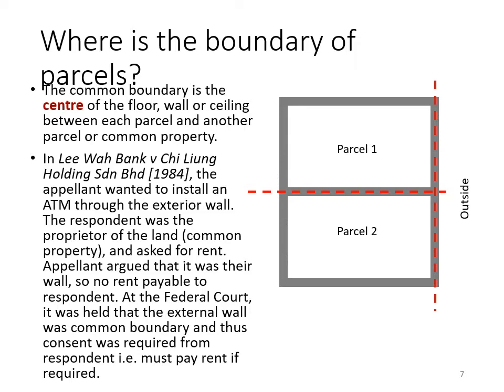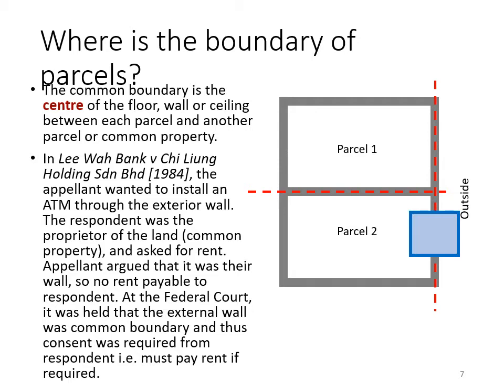Now, in the case of Liwa Bank versus Chi Leong Holdings Sdn Bhd, you can see that the case involves this appellant, Liwa Bank, who wanted to install an ATM through the exterior wall. If you can imagine, he wants to install here, for instance. Now, the respondent, Chi Leong Holdings Sdn Bhd, was the proprietor of the landowner, common property. Now, bear in mind, the year was 1984. So it was before the Strata Titles Act 1985.